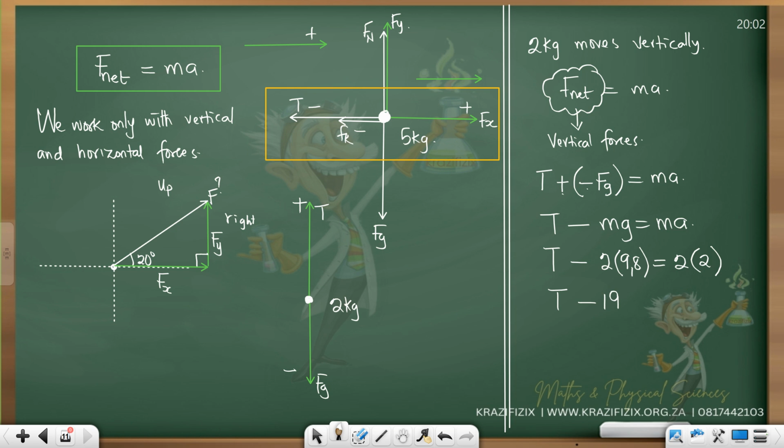T minus 19,6 equals to 4. Move that 19,6 over, it becomes what? Positive. What's your answer?